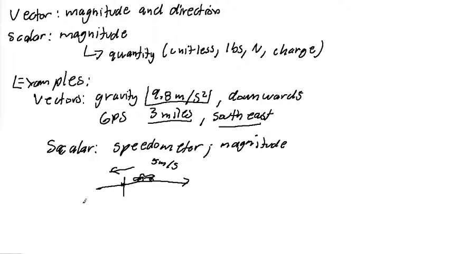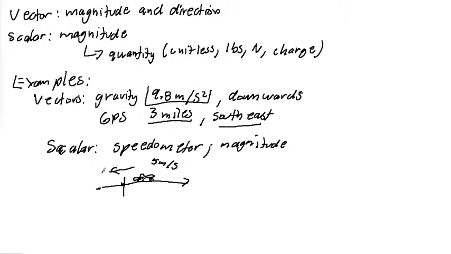A vector has both a magnitude, which is a quantity, and a direction, either downward, southeast, at a certain angle, as you will work and encounter in future problems. And a scalar is just a simple example. A speedometer is just the magnitude. It just tells you a quantity, a number, no direction.